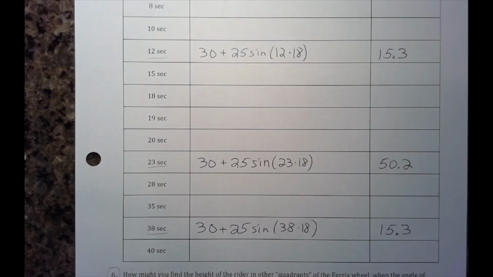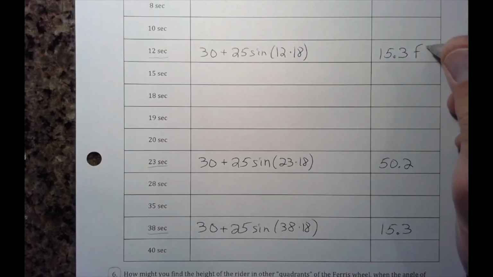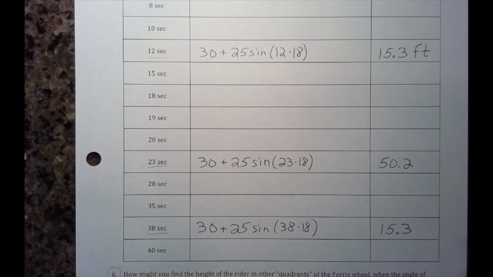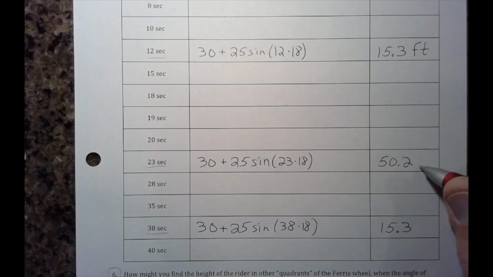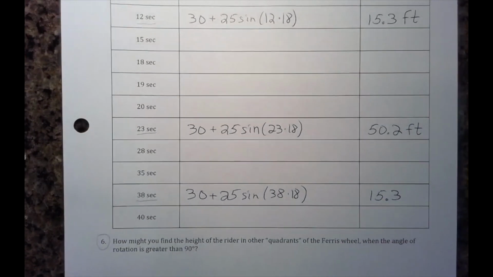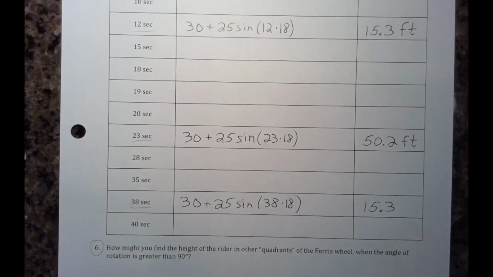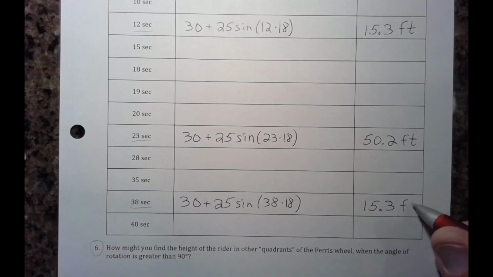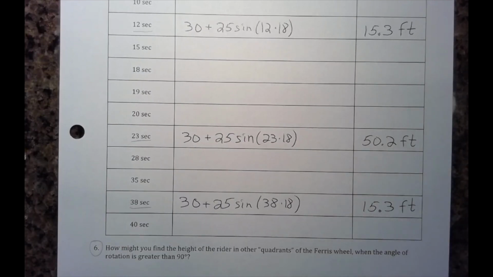And notice at 12 seconds the rider is going to be 15.3 feet off the ground. At 23 seconds, which is more than a full circle, because a full circle was 20 seconds, the rider is back 3 seconds higher again after a full circle, so it's 50.2 feet. And after 38 seconds, the rider has gone around almost 2 full circles, and the rider is only 15.3 feet off the ground. So what's happening math-wise is that sine is referencing the y-coordinate as you go around this Ferris wheel, and the axle represents the midpoint.